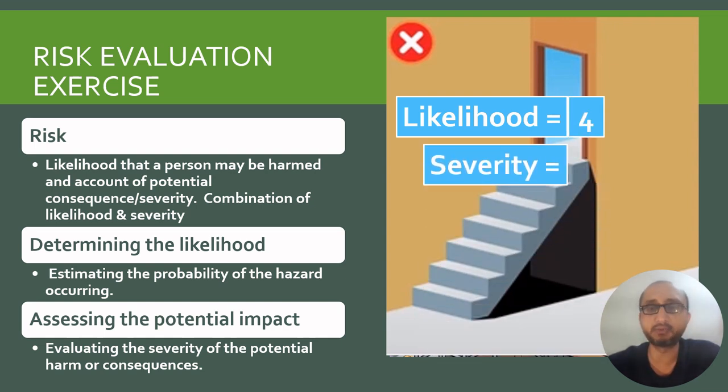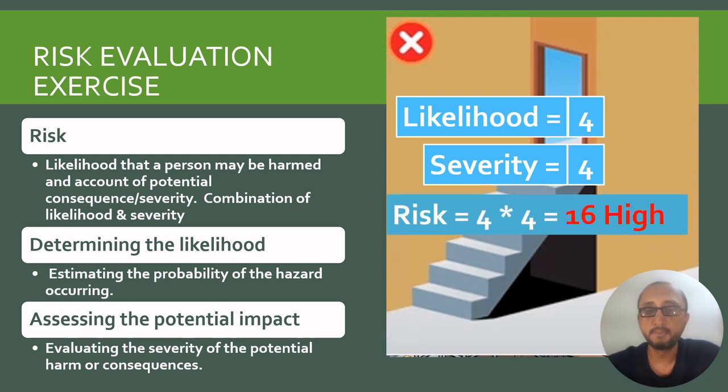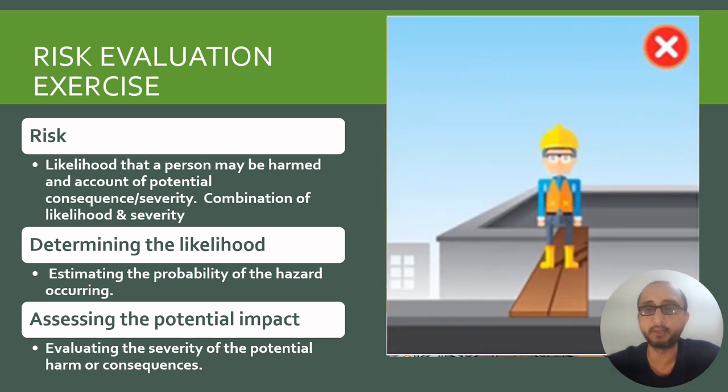Now look at the severity. What will be the consequences? Maybe broken bones, significant or major consequences. What will be the implications for the organization? Maybe significant or major, like medical costs, or the worker going on long leave, or maybe a compensation claim or legal consequences. So we can rate it as a high 4. Then the overall risk we rated as 16, which is high.